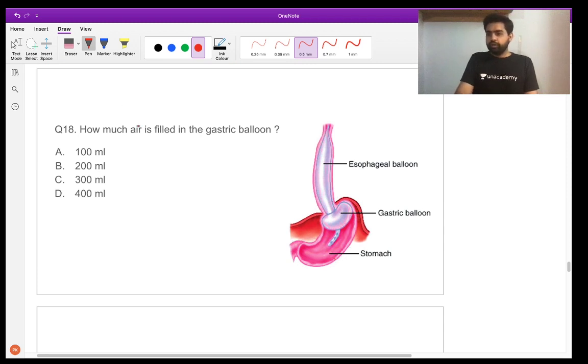The first MCQ is in fact what is injected. We inject air.